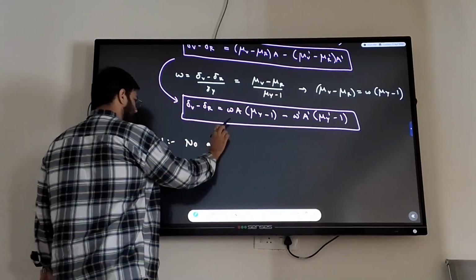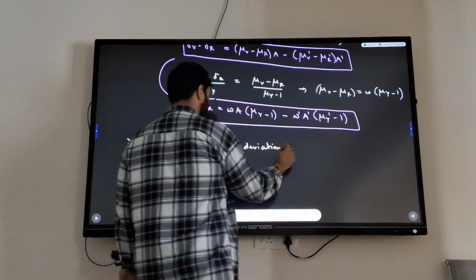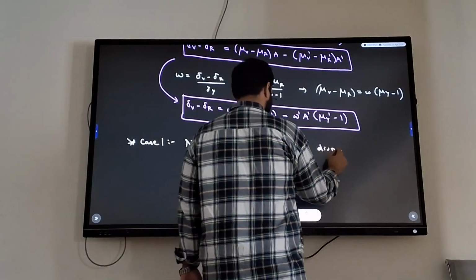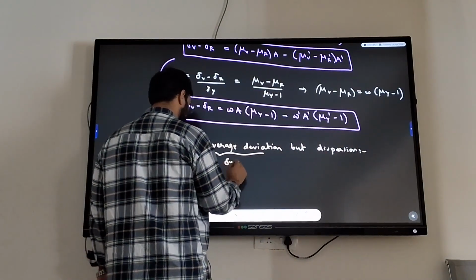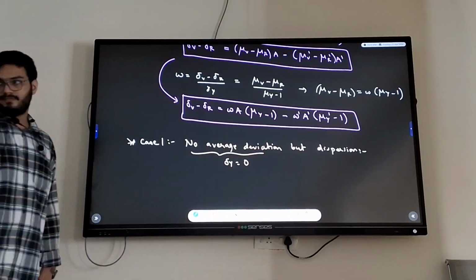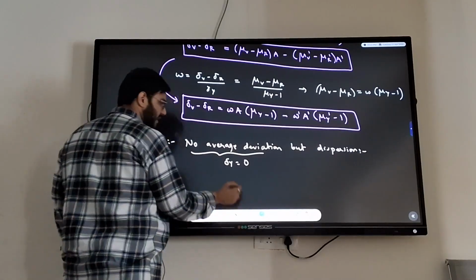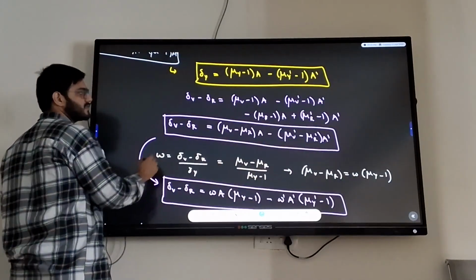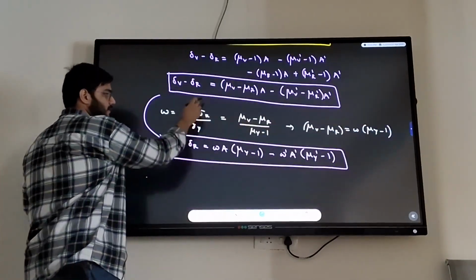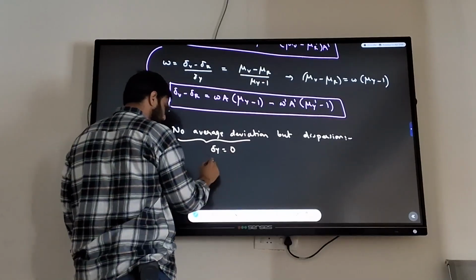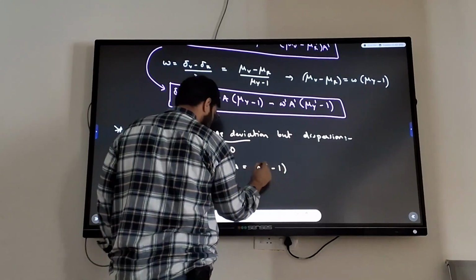No average deviation. Dispersion. What is this equal to? That's delta y is equal to 0. Is it okay? Delta y is equal to 0. If delta y equal to 0, do you remember the thing that we found? This is the equation. Then what will be equal to what? That means that mu y minus 1 into a is equal to mu y dash minus 1 into a dash.